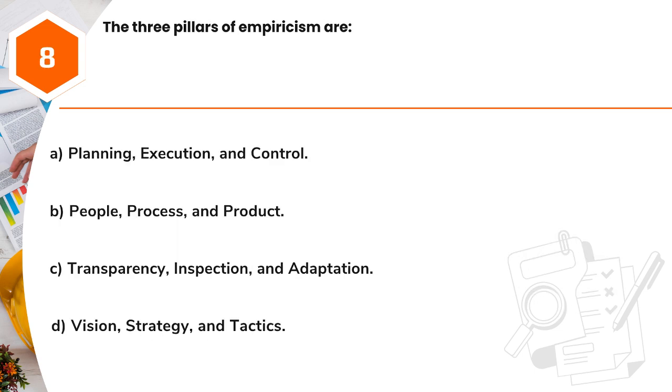Question 8. The 3 pillars of empiricism are: A. Planning, execution, and control. B. People, process, and product. C. Transparency, inspection, and adaptation. D. Vision, strategy, and tactics.